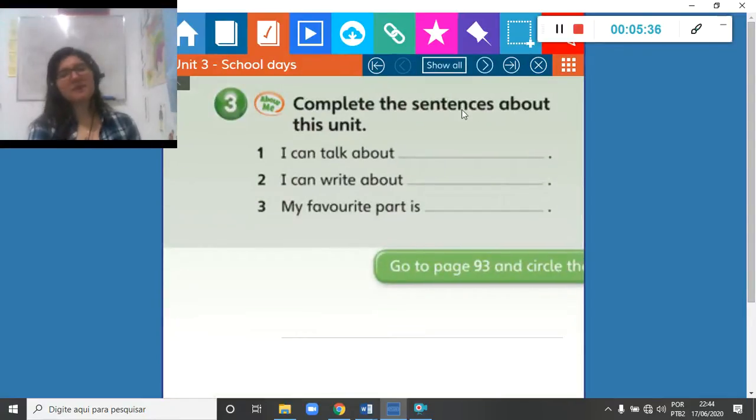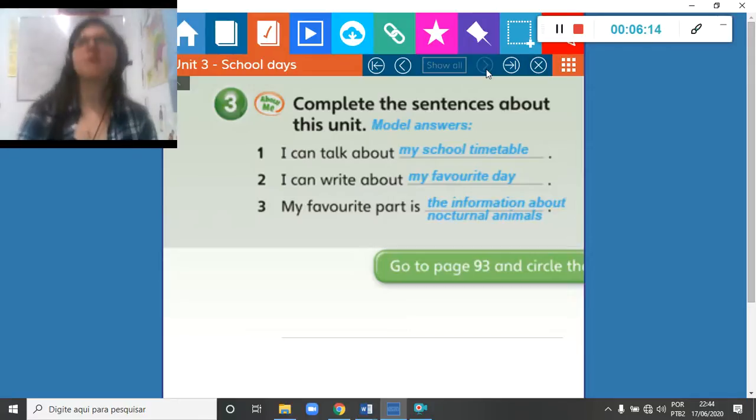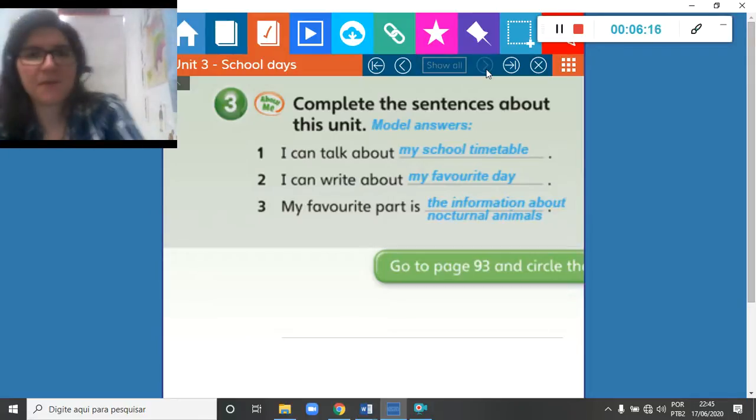Three. Complete the sentences about this unit. So, number one. Here, I'm going to give you some model answers, alright? One. I can talk about my school timetable. I can talk about school subjects. I can talk about nocturnal animals. I can write about my favorite day, okay? And my favorite part is the information about nocturnal animals, the music, the story, all right?